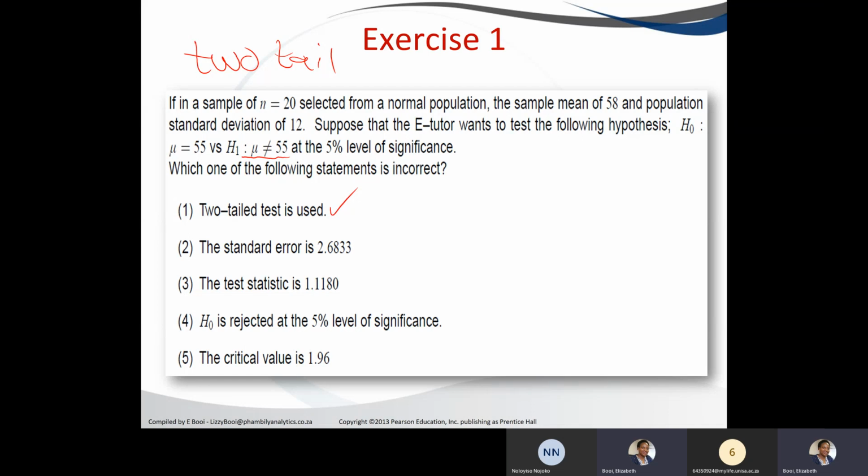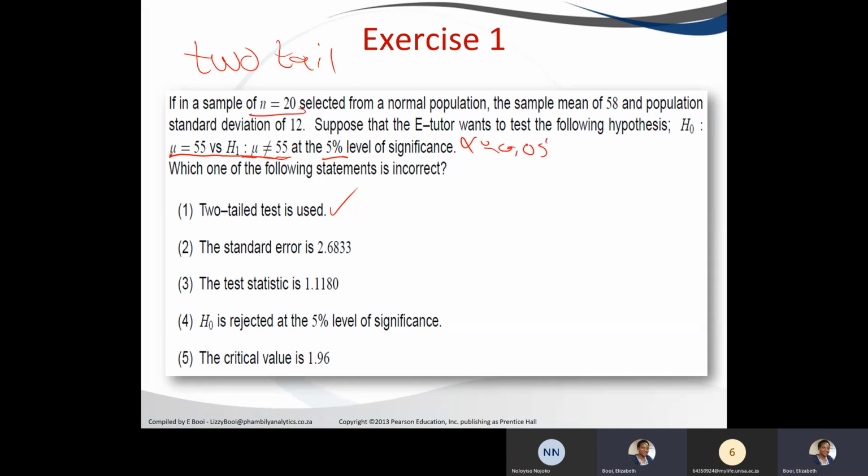But before I answer number 1, and all the questions, we can use our 6 steps of hypothesis testing. In the first step, they have stated our null hypothesis and our alternative, so that's done. Step number 2: state what you are given. Our alpha is 0.05.